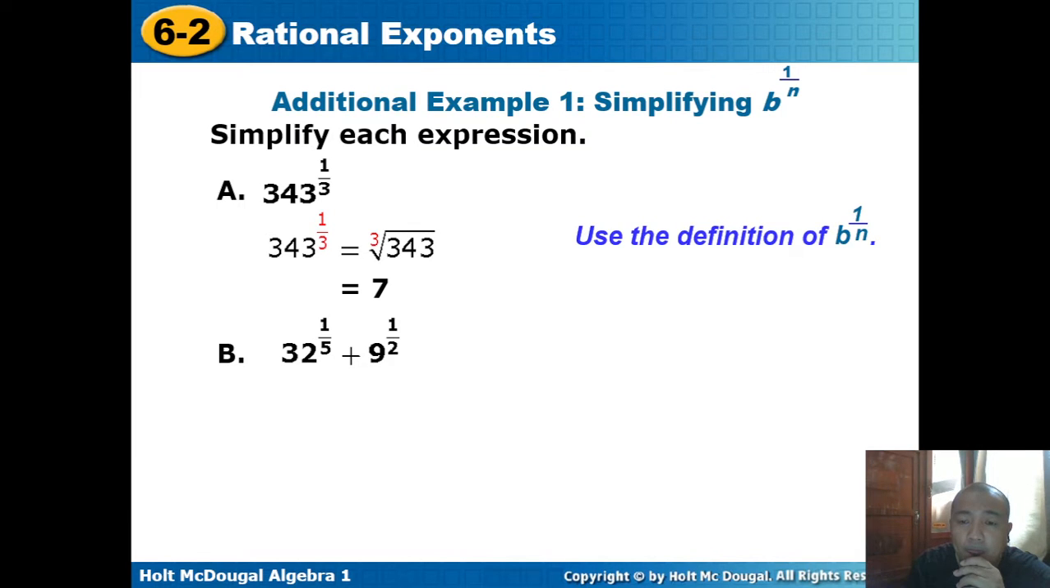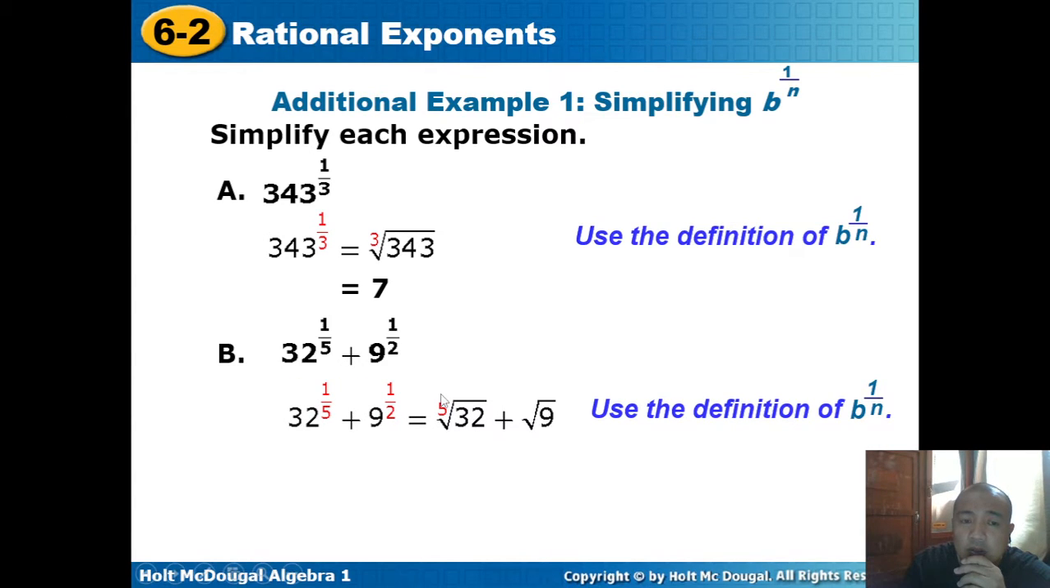Right? How about this? 32 raised to 1/5 plus 9 raised to 1 half. Okay, use the definition of b raised to 1 over n. 32 raised to 1/5 means the fifth root of 32. 9 raised to 1 half means the square root of 9. And that's equivalent to 2 plus 3, which is equal to 5.